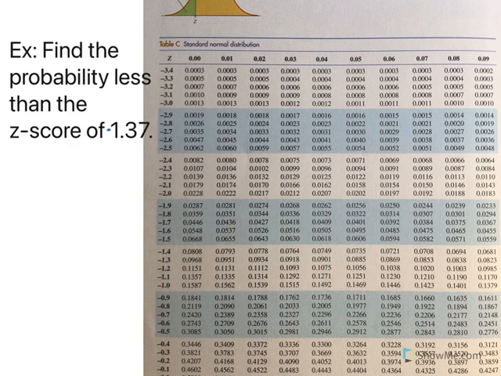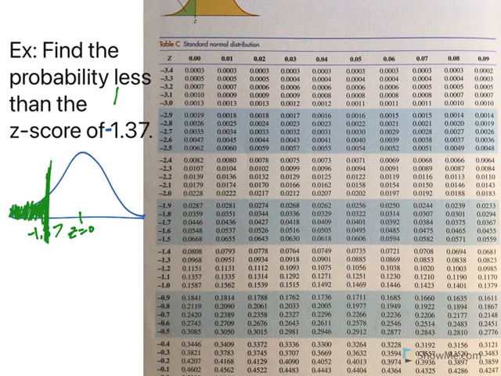So find the probability less than the z-score of 1.37. Oops, I wanted this to be a negative. Let's make that negative 1.37. Again, let's draw ourselves a normal distribution curve, and we know that z is 0 in the middle. If you are a visual learner, you should draw a picture for every problem. So I know that 0 is in the middle, so negative 1.37 is going to be on the left.